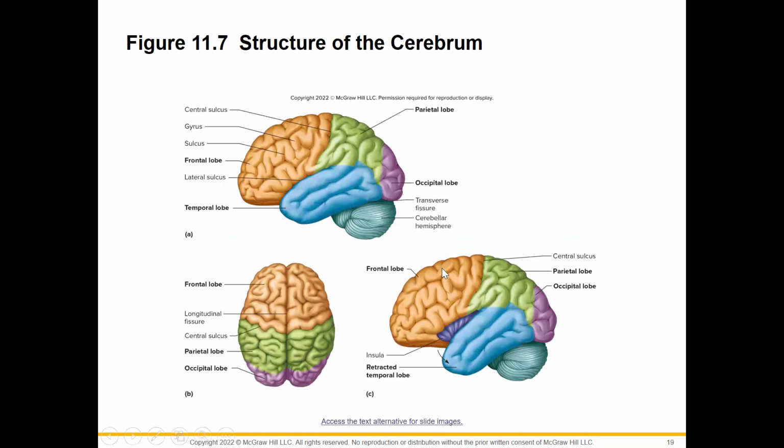So looking here, this that separates the two cerebral hemispheres is the longitudinal fissure. And if you look at this above image, this space that separates the cerebellum from the cerebrum is the transverse fissure.